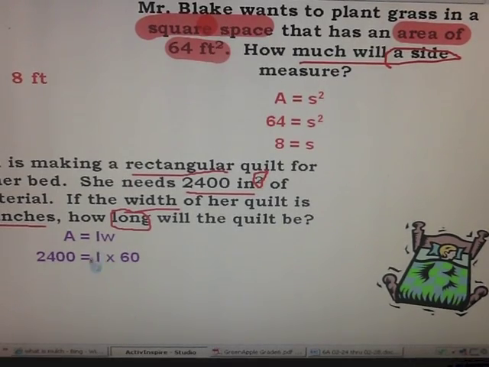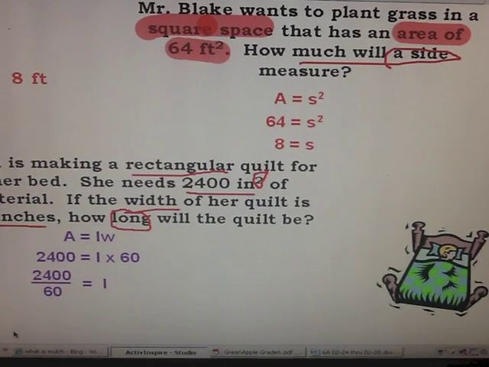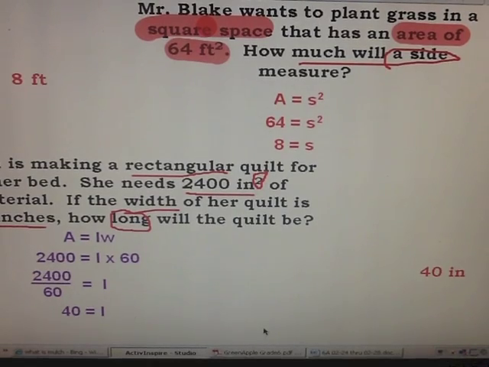Now, to find my length, I'm going to work backwards. Instead of multiplying by 60, I'm going to divide this 2,400 by 60, and that will give me my length. So there we go. If you do the math, you'll get 40. So the length of the quilt is going to be 40 inches.